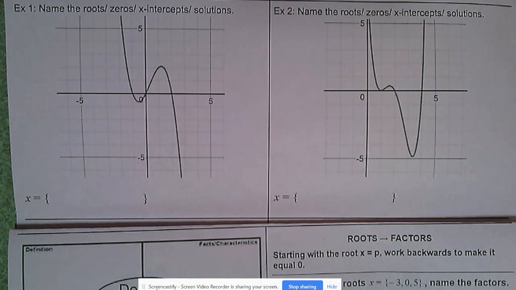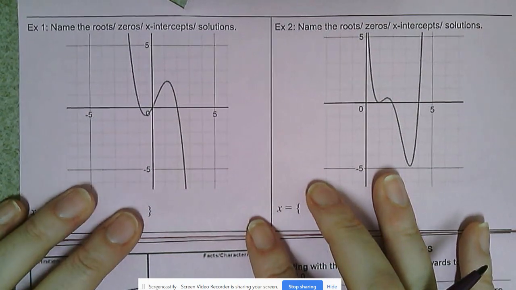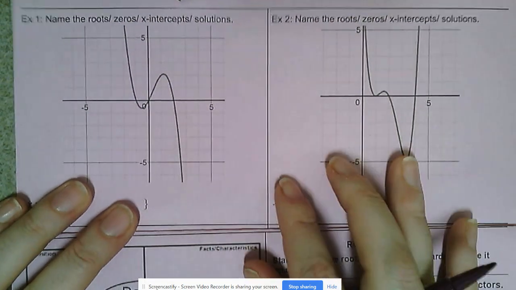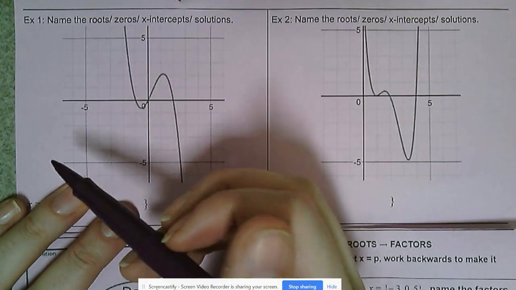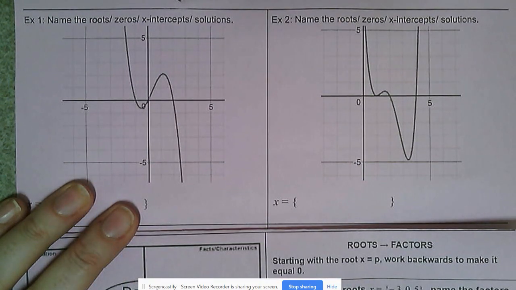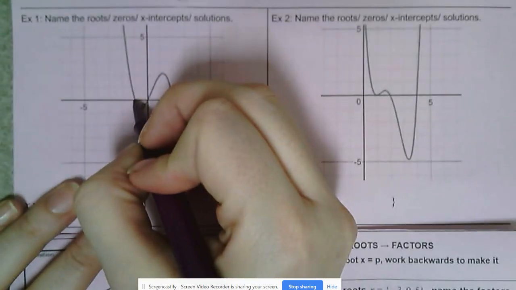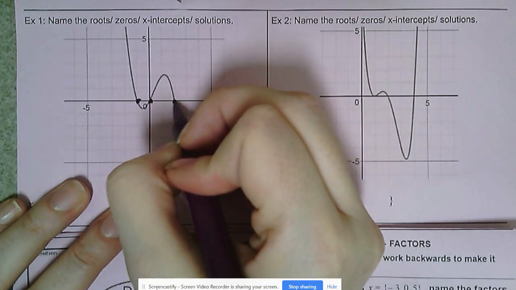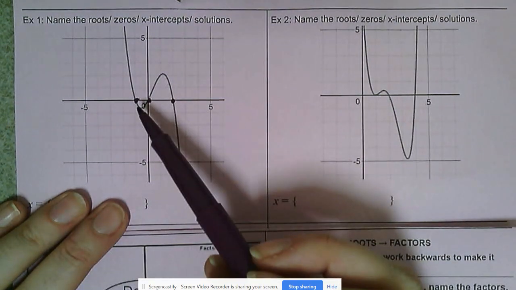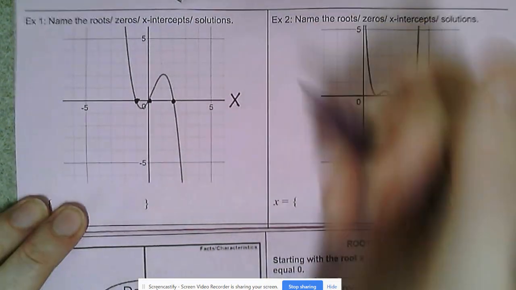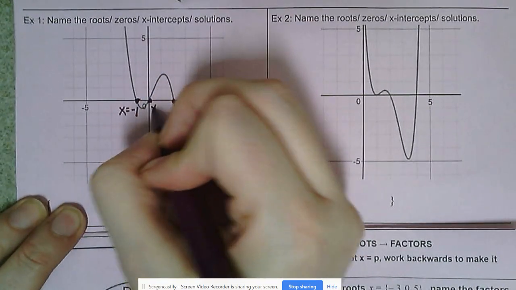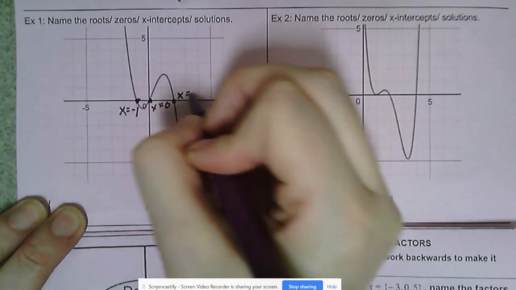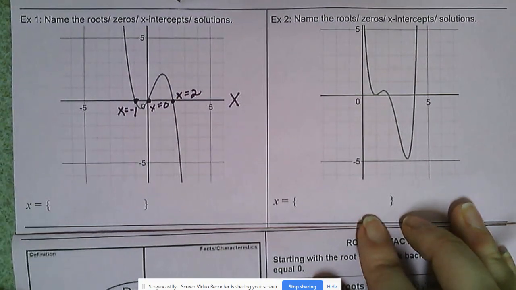So we are going to name roots, zeros, x-intercepts, solutions. For our purposes, we're going to treat these as the same thing. We've talked about x-intercepts before, and we've definitely referred to zeros before. That was on the graphing calculator. So we're just looking for the x-intercepts here. So we have one here, one here, and one here. X-intercepts are anywhere that it crosses or touches the x-axis. So that's our x-axis. We have one at -1, one at 0, and one at 2. Those are our x-intercepts.